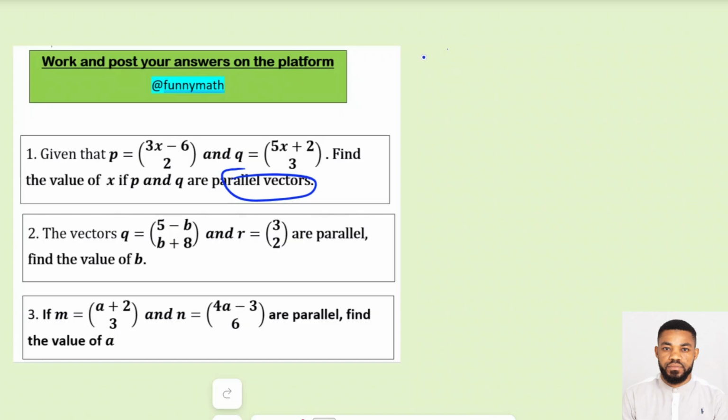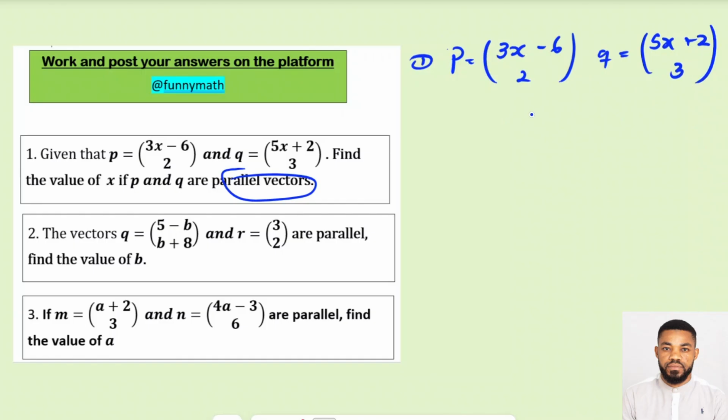The first question says that given that the vector p has components, so this is the vector p. Let me write the components for the vector p. That is 3x minus 6, 2. And the vector q also has components. Let me write the components here. That is 5x plus 2, 3. So these are the components of the two vectors. Find the value of x if p and q are paravectors. That's the condition that we are just looking for.